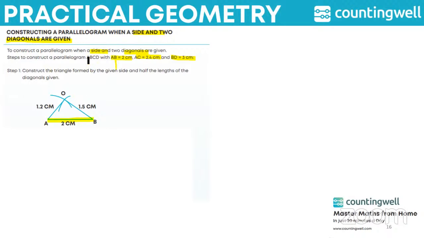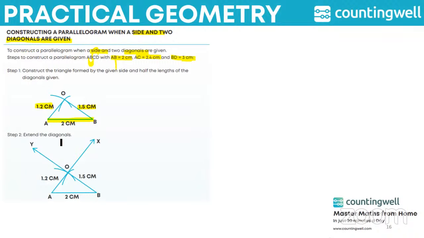Now we'll take half the length of diagonals. What will be the diagonals? Diagonals will be AC and BD. Because these are non-consecutive vertices. So AC is 2.4. So here we are taking 1.2 centimeter, which is half of 2.4. And here we have 3 centimeters. So we'll take half of it, which is 1.5.